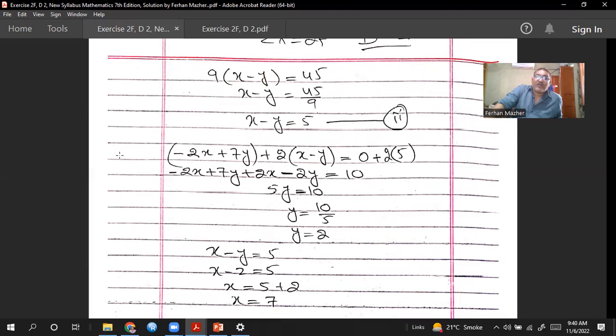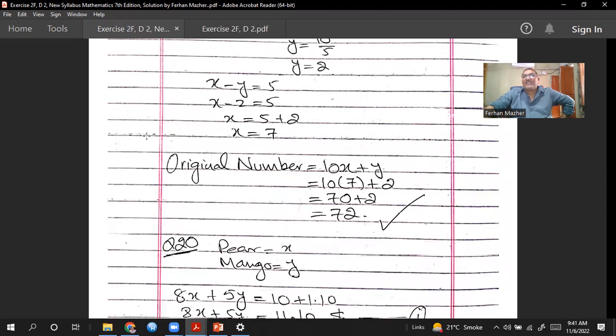I am going to take the second equation, which says x minus y equals 5. In the place of y, I will substitute 2. So x minus 2 equals 5. So x will be equal to 5 plus 2, and x will be equal to 7. So the y value is 2 and the x value is 7. The original number was 10x plus y. So 10 into 7 plus 2. So 70 plus 2. So the number is 72.